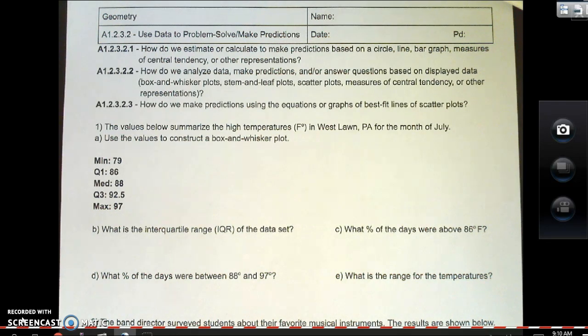Alright, today we're gonna take a look at using data to problem solve or make predictions. So let's get going. Number 1, use the values below. Summarize the high temperatures in West Lawn, PA for the month of July. Use the values to construct a box and whisker plot.